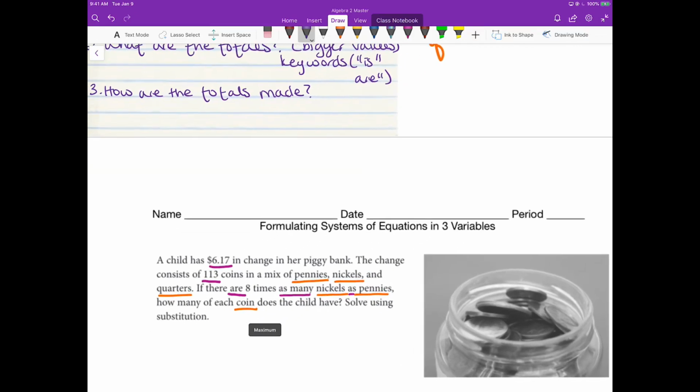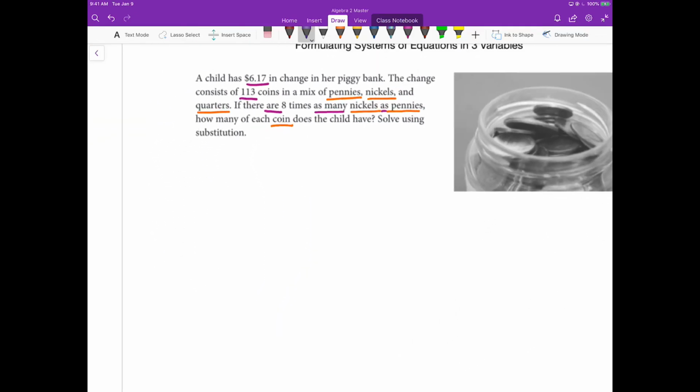So let's look at our information and first look at the pennies, the nickels, and the quarters, because the total of each of them put together is 113. And they give that to us in the problem. They also say that there are 8 times as many nickels as pennies. So that means that there are more nickels than pennies, which means the nickels are 8 times the pennies. So it almost seems reversed.